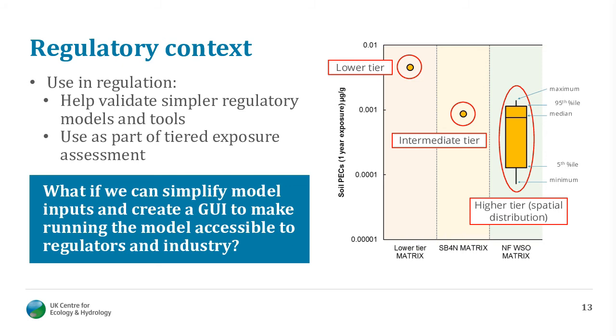So if you'd already gone through some kind of tier approach where you had done some simple calculations to determine the risk to the environment, and those calculations came out saying, oh, actually there might be a risk, and those calculations would be as conservative as possible. That's on this graph here, the lower tier. You then might move on to a simpler model like SimpleBox for Nano, which again is conservative by nature, but is a bit more realistic than your simple back of the envelope calculations.